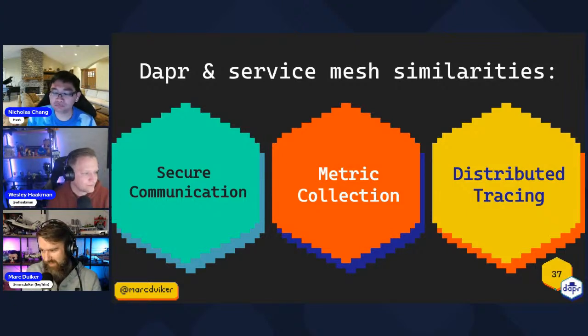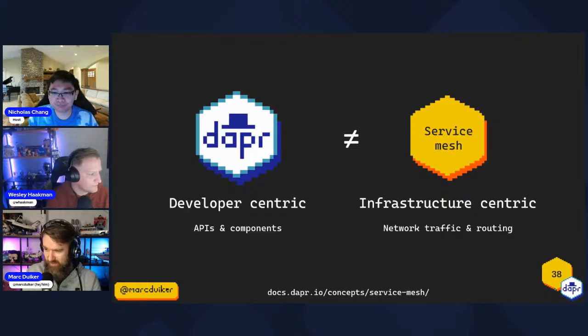But that's the end of it, because Dapr is really a developer-centric solution. It's really about all of the APIs and all of the components that it offers. And the service mesh is really centered around infrastructure. So it's really about network traffic and routing, and Dapr does not do anything of that. And there are a lot of organizations that use both together. So they use the Dapr APIs, but they also use something like Istio if they want to do traffic management and routing. So they work very well together.